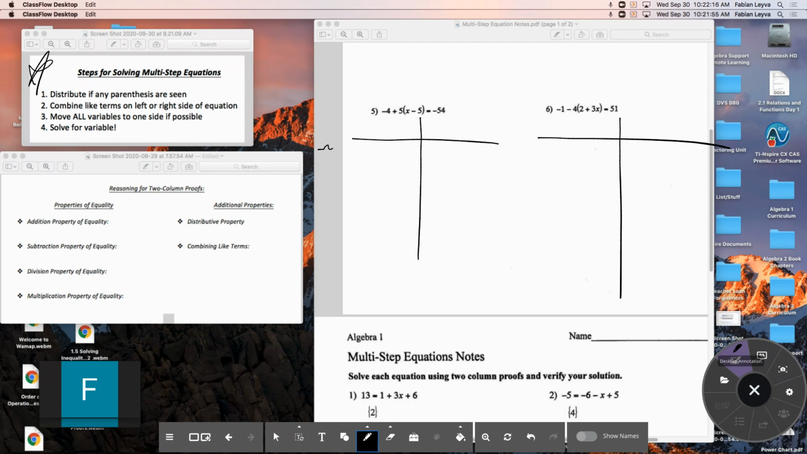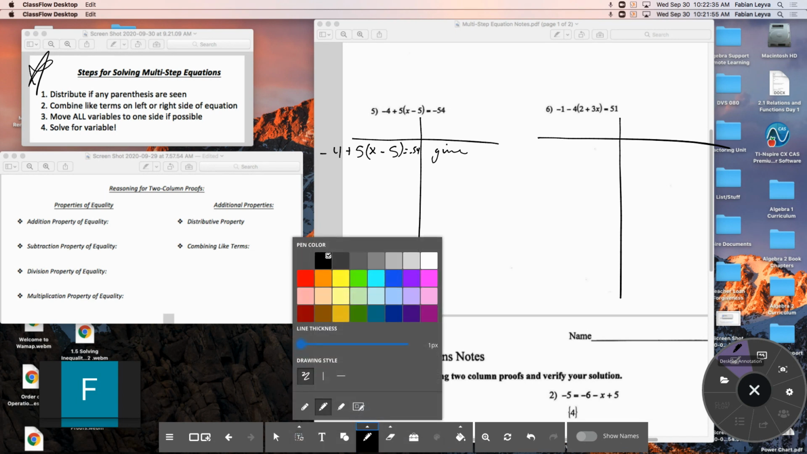Let me start with my equation. That was an ugly 4. Okay, so I wrote it down. That was given. Let's start with number 1.